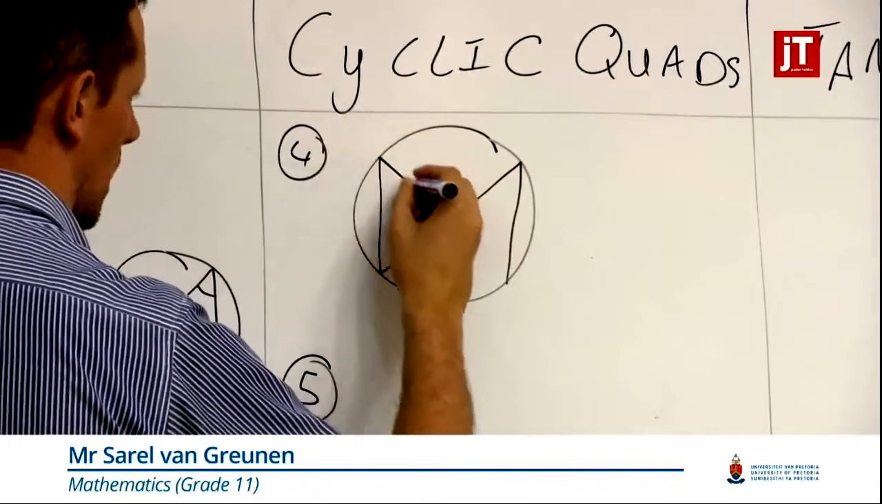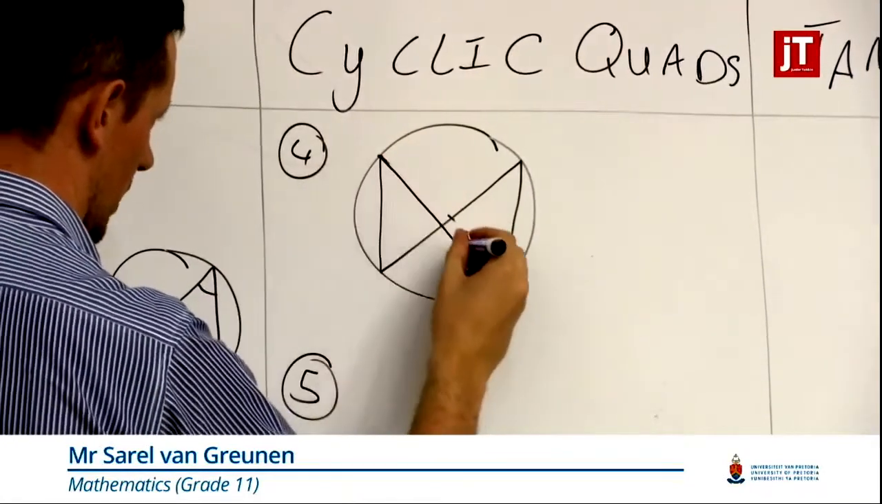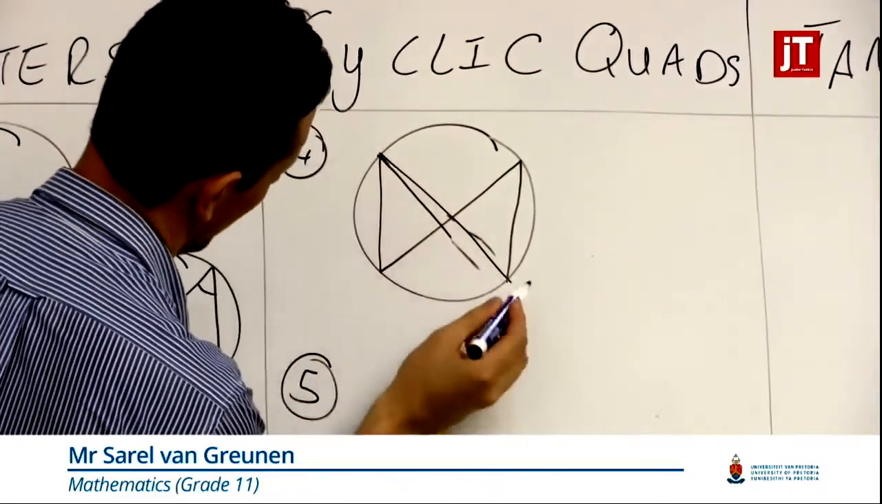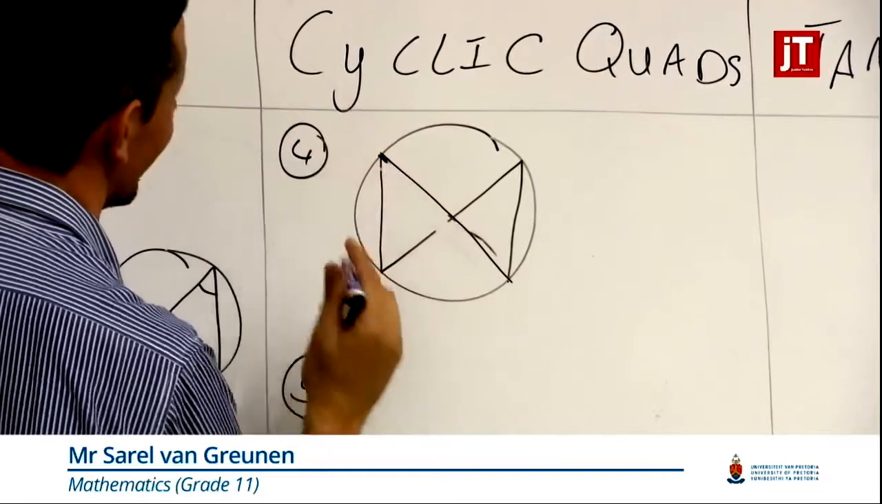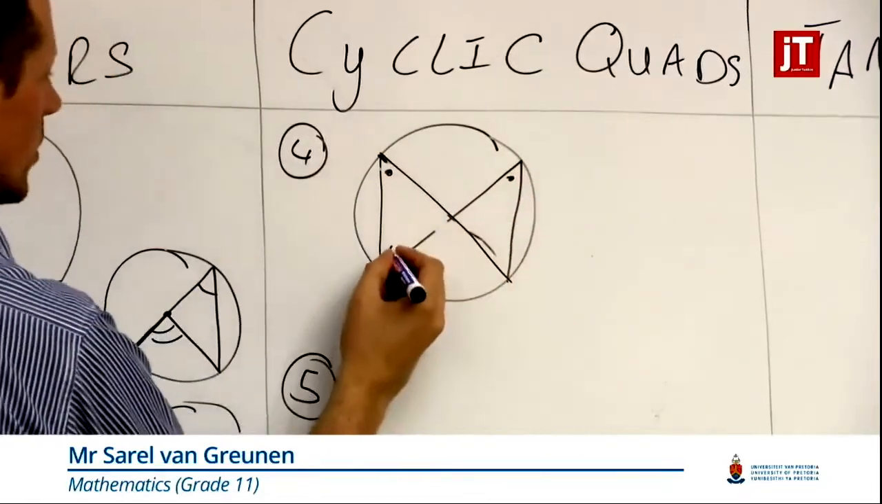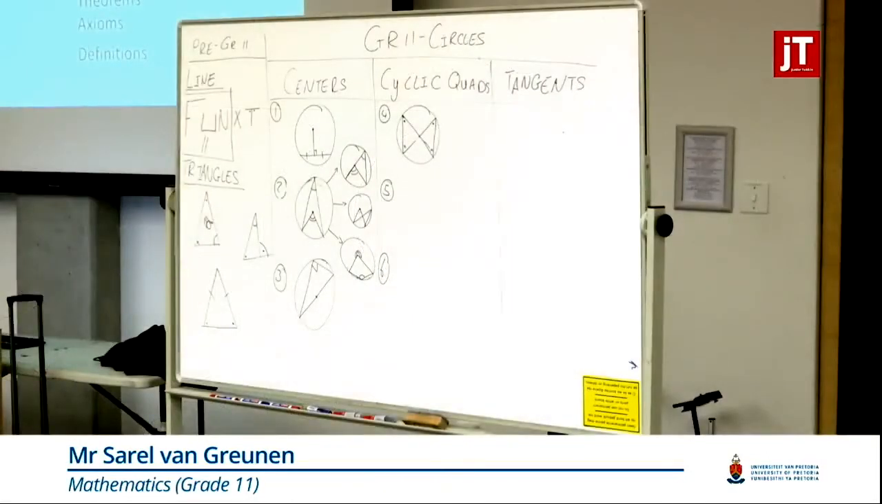Theorem 4. I affectionately know this one. Oh man, why am I not getting this one right? Okay. That angle is that angle. That angle is that angle. I affectionately call it the bow tie, but you're not allowed to use a bow tie as your reason. It's angles in the same segment.